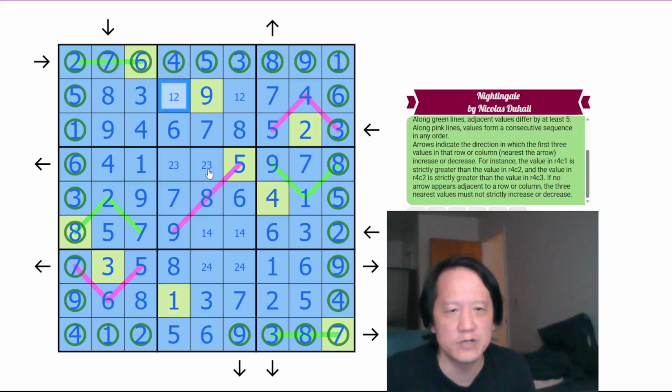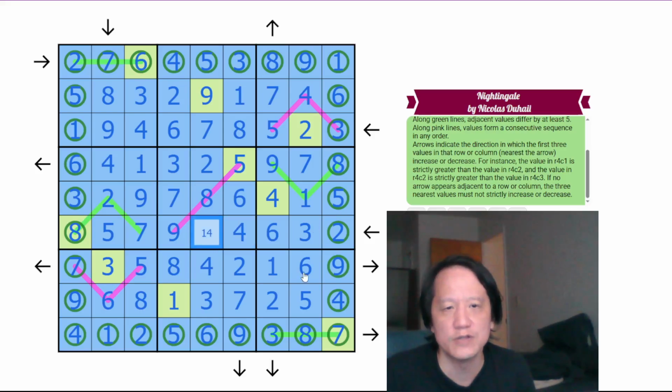1 eliminates 1 here, so it's 2, which eliminates 2 here, so it's 3, which eliminates 3 here, so it's 2. 2 eliminates 2 here, so it's 4, which makes that 2. That makes that a 1. And let's just check this. 6 down to 3, up to 4. 5 down to 2, up to 8. So those are satisfied also. And we can just fill everything else out. So that's 4, and that's 1.